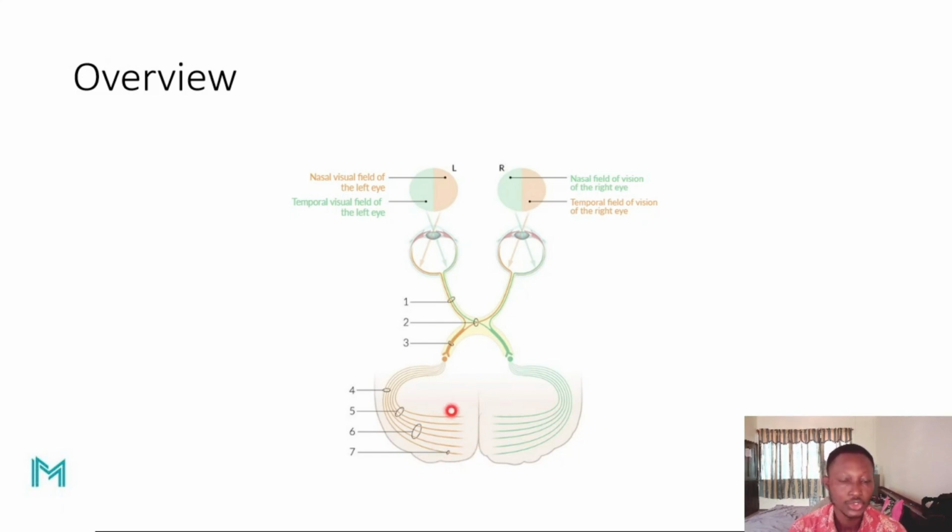Right. So having identified these pathways, let's see what could happen and what the visual defects will be in the various lesions that may arise.